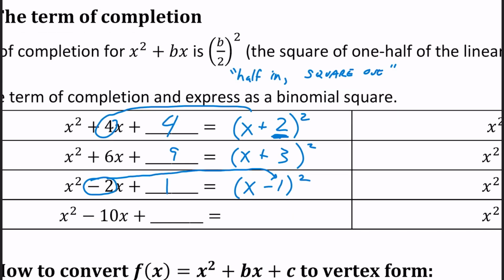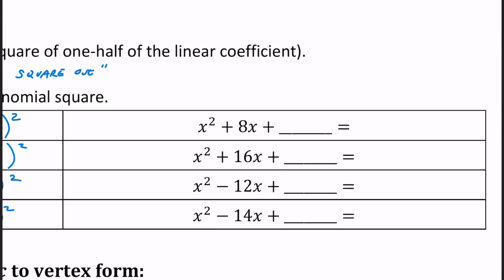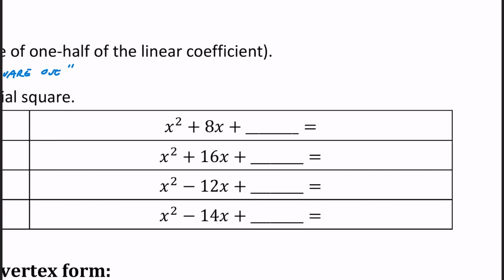Half of negative 10 is negative 5, so this one would be x minus 5 squared. And the term of completion over here, if you expand x minus 5 squared, you get x squared minus 10x plus 25. So pause the video, do these, start the video again, and check your answers.